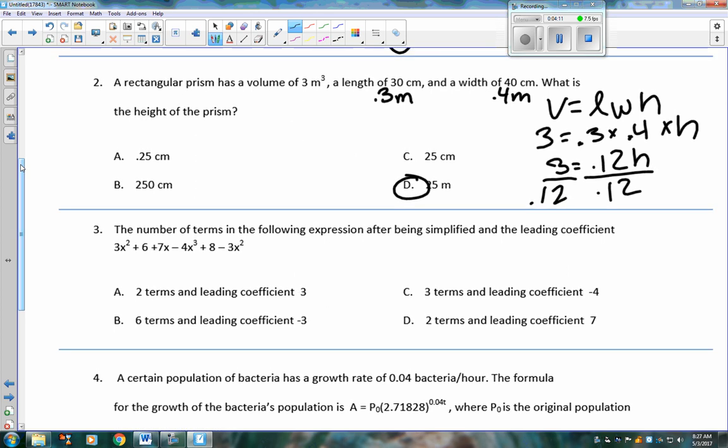Yeah, you can't change the 3. Did you change the centimeters or did you change meters? You can't change meters because it's cubed. Anytime your unit has an exponent of more than 1, you have to change your other units.